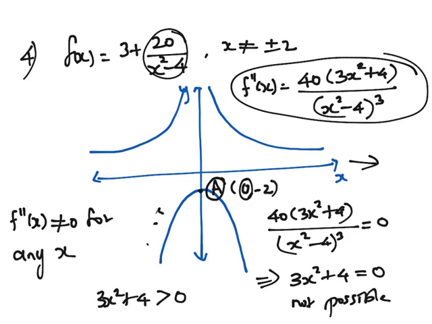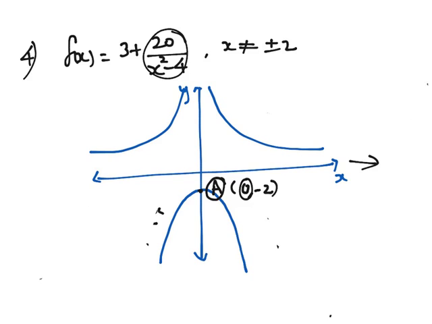Fine. Now the next question is, describe the behavior of the graph of f for large values of x. This means when x tends to plus infinity and minus infinity, what happens to f of x? We know that this has a horizontal asymptote. Now how do you find the horizontal asymptote?